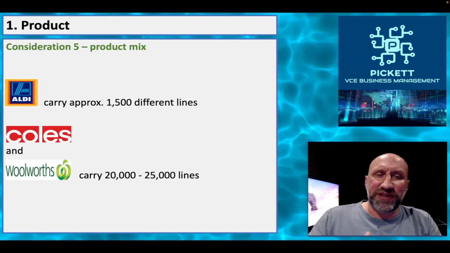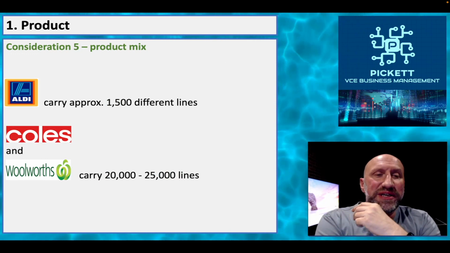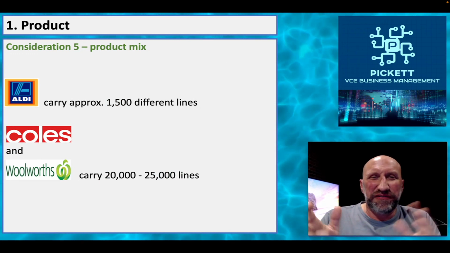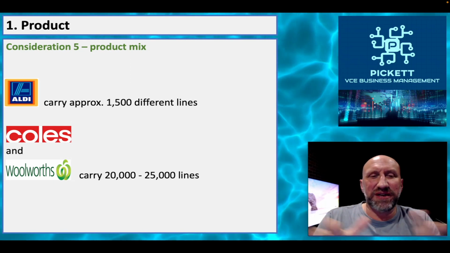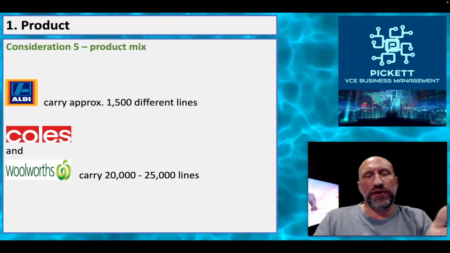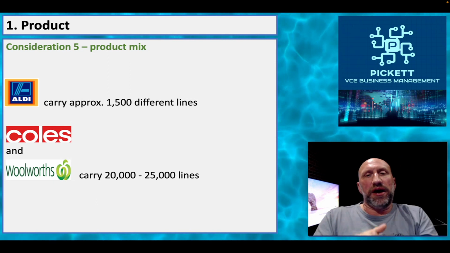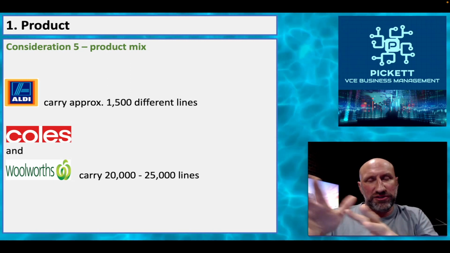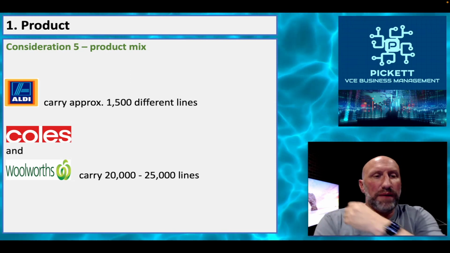Just another example of this product mix idea. Aldi carry approximately 1,500 to 1,600 different lines, in other words, different products. So if you went into an Aldi, you would find roughly 1,500 to 1,600 different products on the shelves if you counted them all up.